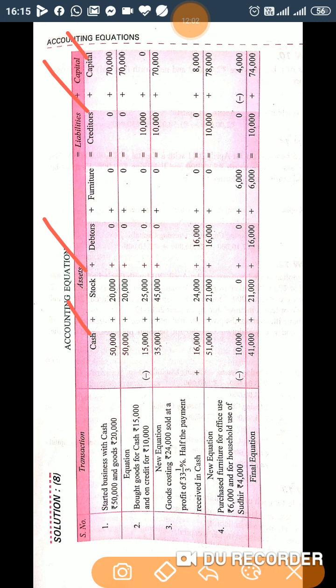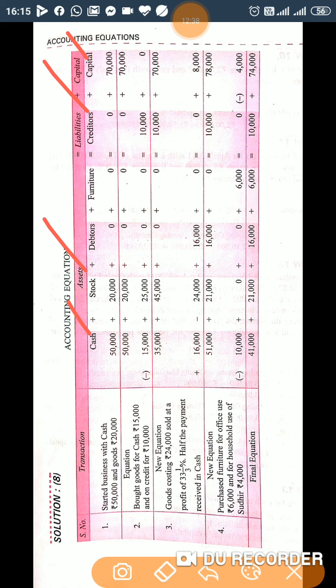Goods costing rupees 24,000 sold at a profit of 33 1 by 3%, half the payment received in cash. So first of all, check how many accounts of assets and liabilities are involved. Goods costing rupees 24,000 sold means stock is involved. Profit of 33 1 by 3% means 33 1 by 3% of 24,000, that is 8,000. So the selling price is 32,000.